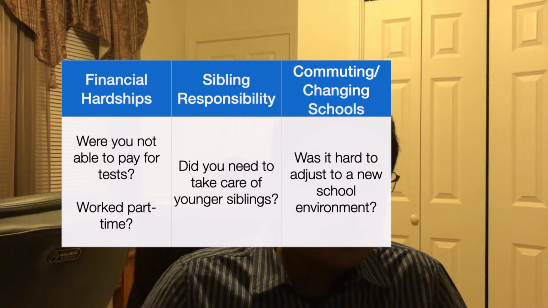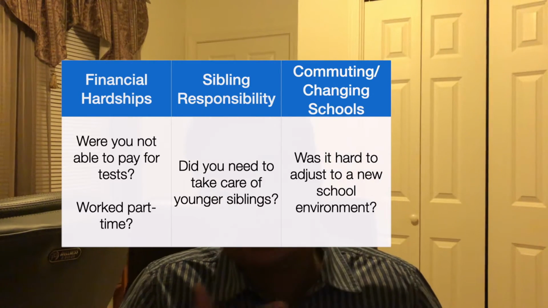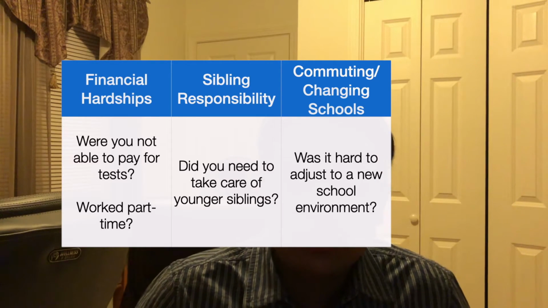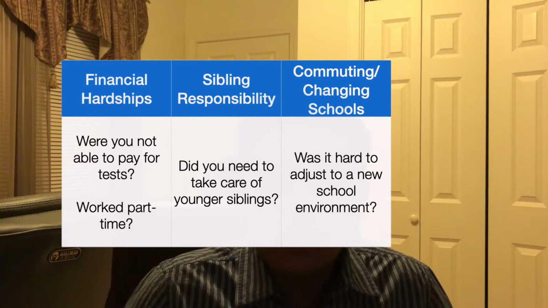Another one, commuting to school or changing schools. Maybe talk about whether it was hard if you changed to a new school environment. Was it hard to adjust to this new school environment? Was it difficult to make friends? Talk about that there. Again, the more details you can give about the circumstance, the more ability admissions officers have to provide leniency for your college application when they're looking at it and making the decision.